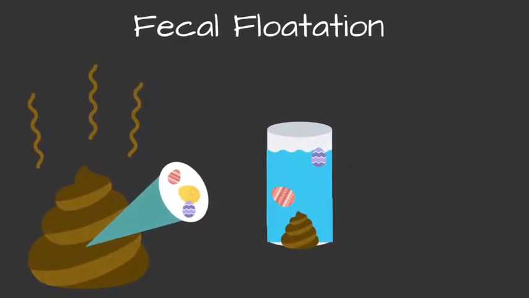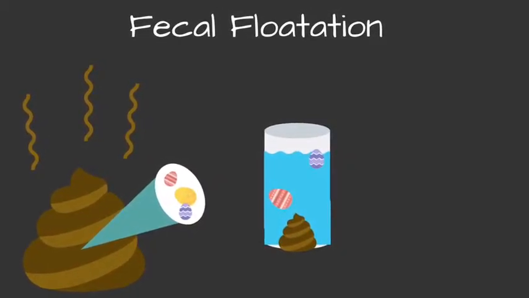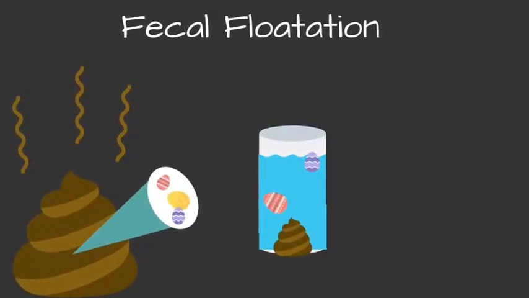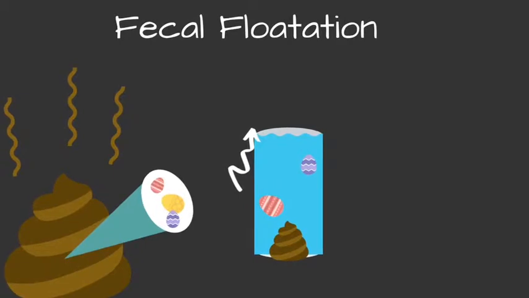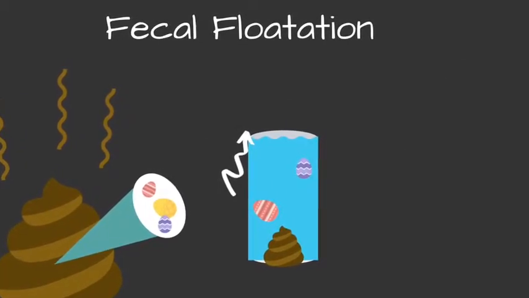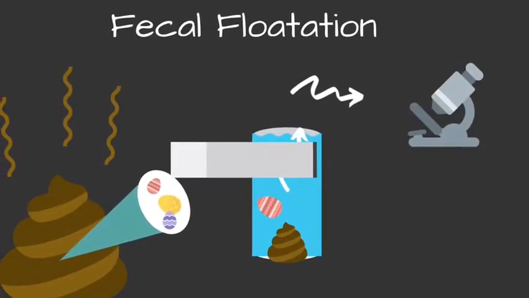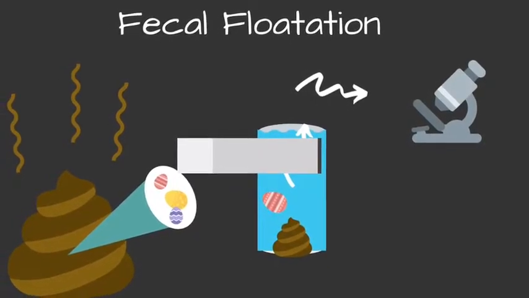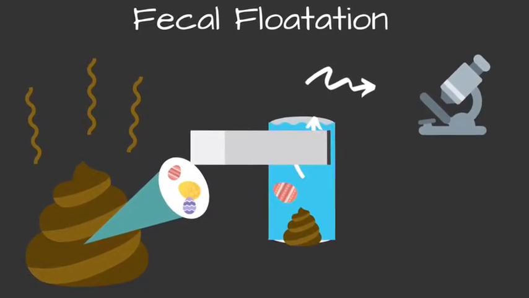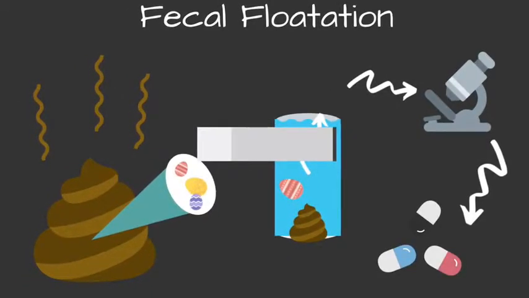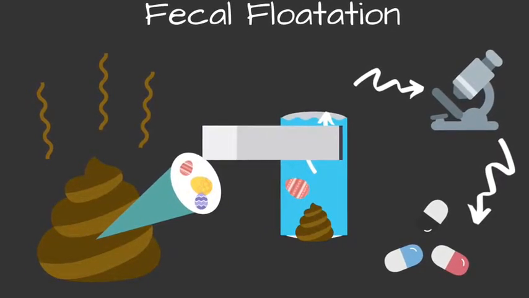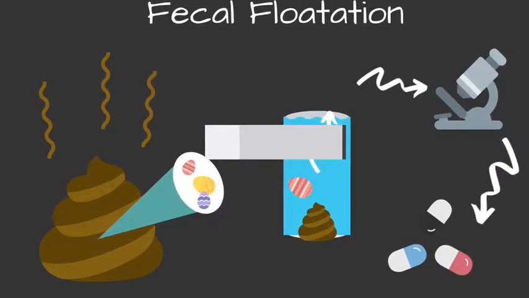Now, fecal solution is meant to be more dense than the eggs. Therefore, they rise to the top of the solution. And you place a cover or a slide on the top of the solution. And the eggs will stick to that slide so that you can take the slide, insert it into a microscope, and learn what eggs might be present in that sample. And that sample helps determine whether or not medications and treatments need to be given.